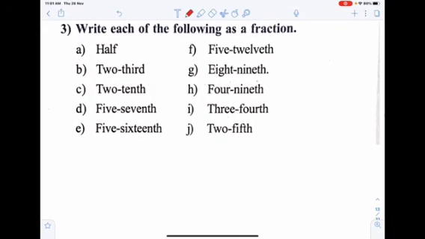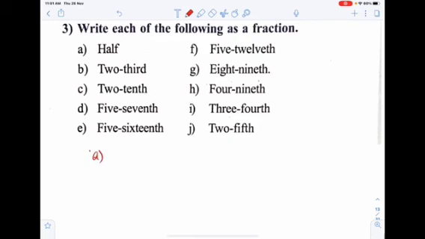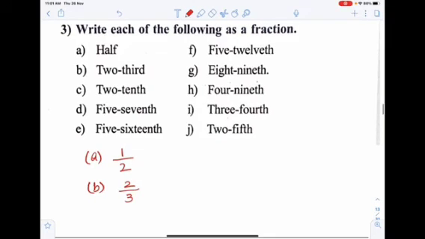Moving on. The third question, write each of the following as a fraction. To start off, the first one, how can it be represented? Half? Yes, 1 by 2. The second one, 2/3. 2/3 is represented as 2 by 3. I can write there itself. It is represented as half. This is 2 by 3.